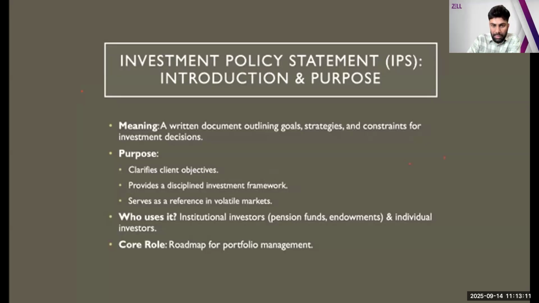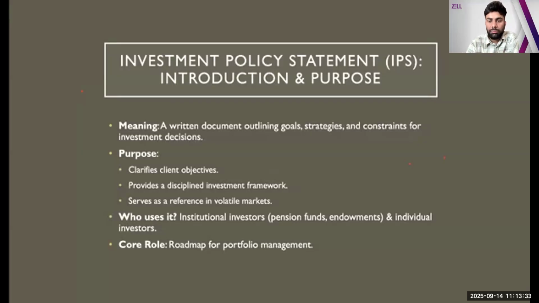Are we clear? This IPS has three major roles. The first one is that it provides clarity. Let's say, for example, I have clarity that I want to retire and I want to become rich. This is just my wish, right?